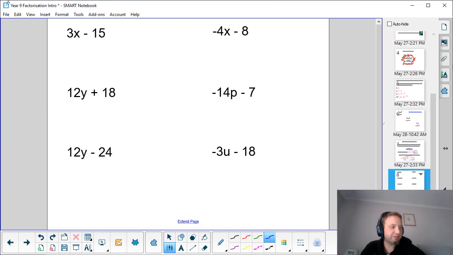So to finish this one off, let's just go through a whole bunch of examples and just get used to this process. So even though all of these things have pluses and minuses in between them or in front of them, we're not plussing or minusing anything together.